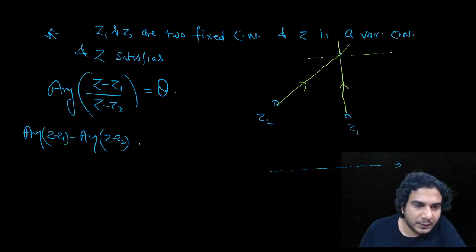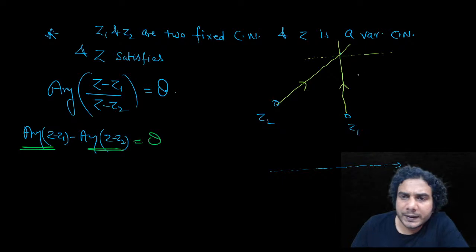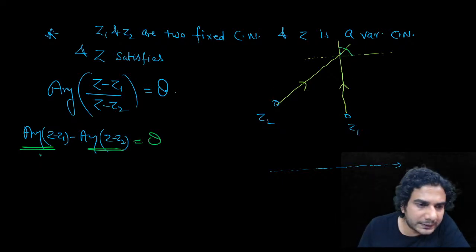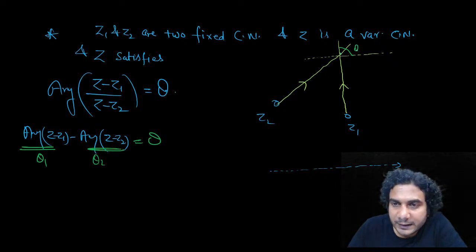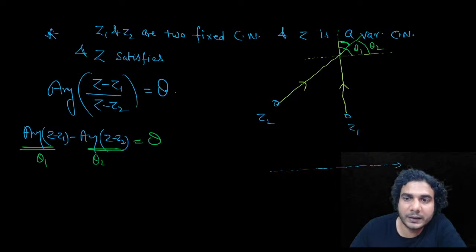One thing you need to understand is that this is the difference of arguments of the lines joining Z minus Z1 and Z minus Z2, okay? If I call this theta 1 and this theta 2, then theta 1 minus theta 2 is theta, all right? That is fixed. This angle is basically theta 1, and if I extend it further, this angle is theta 2, and clearly this angle is going to be theta 1 minus theta 2. That's what I was talking about.